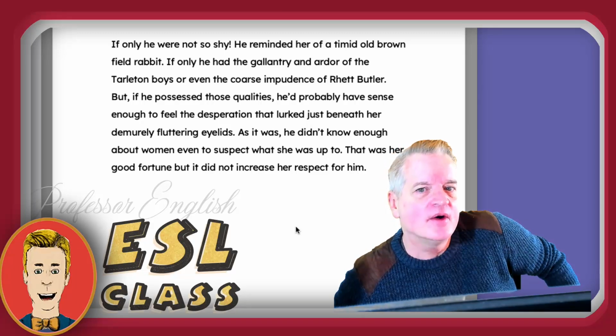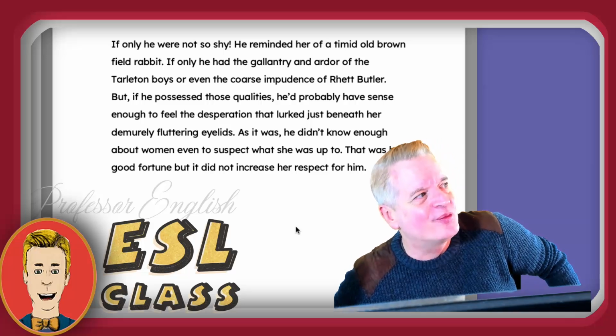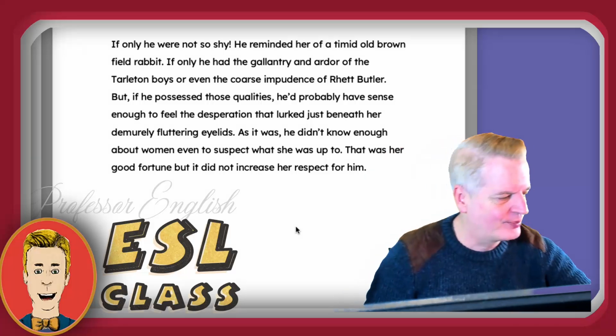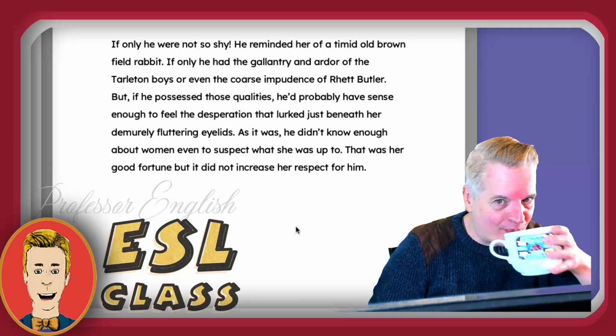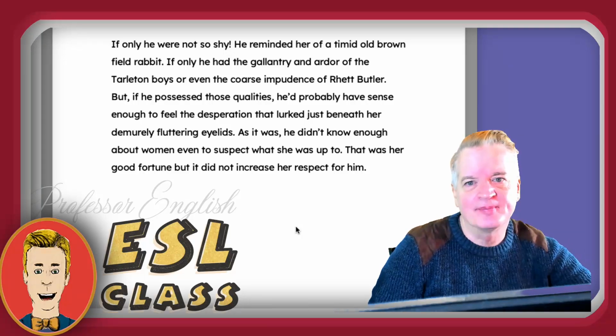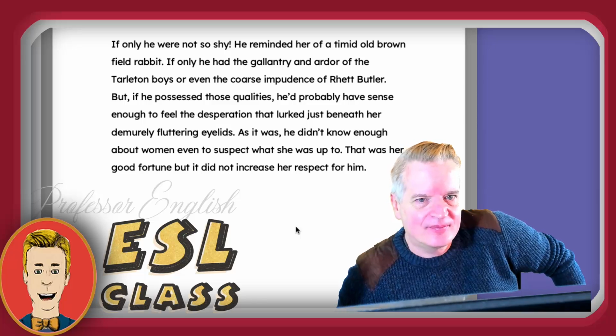Okay, he reminded her of a timid old brown field rabbit. Timid old brown field rabbit. Okay. Timid old brown field rabbit.